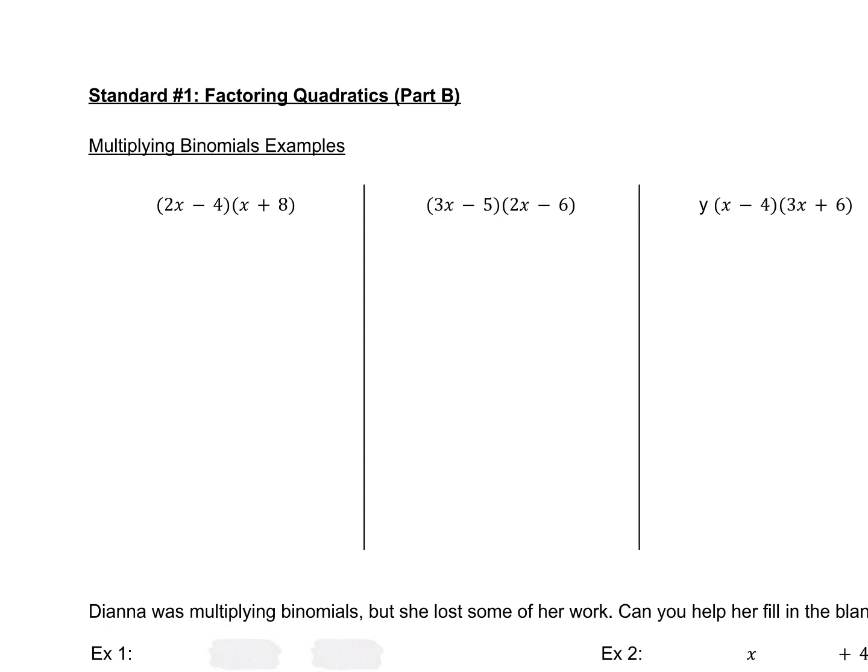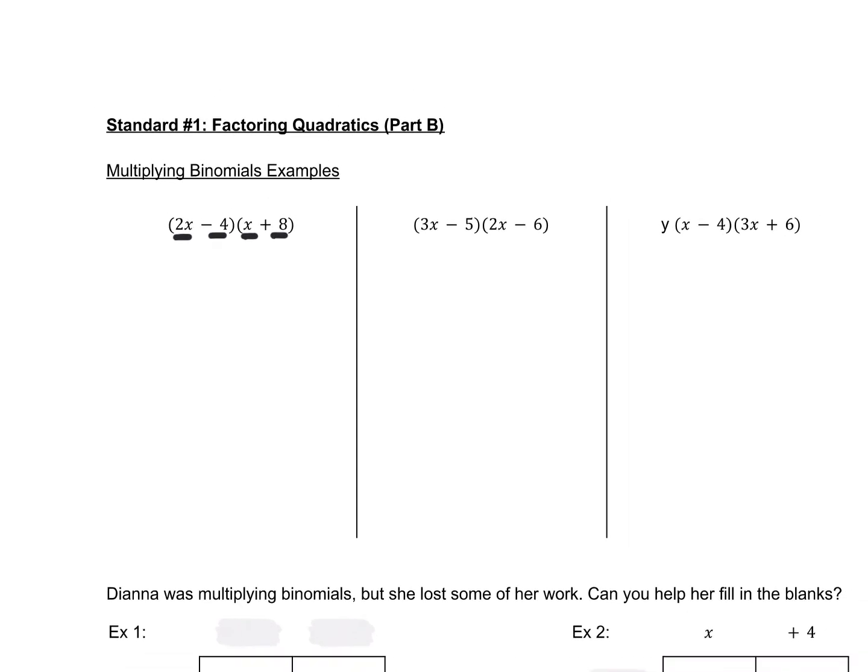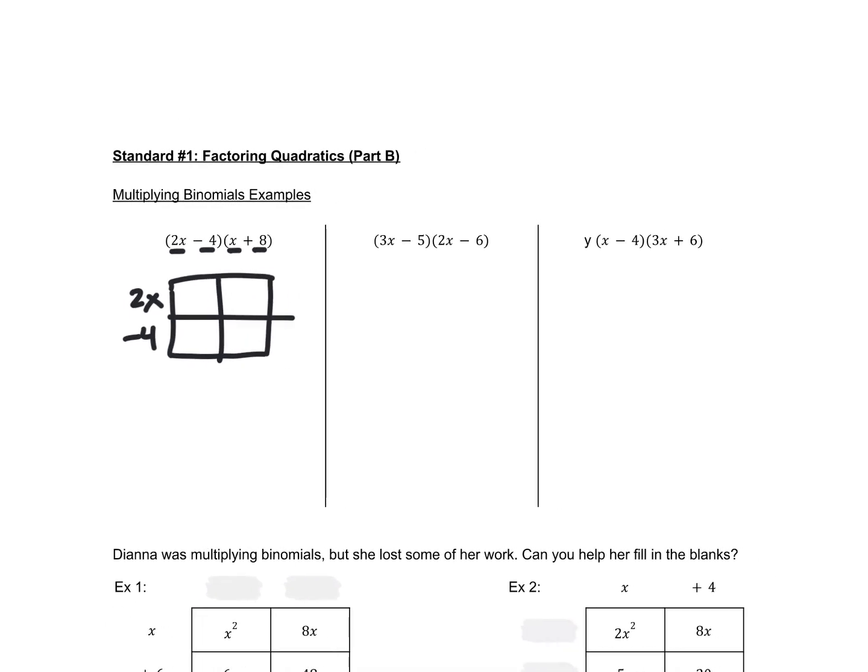So when I look at these expressions, I have 2 sets of parentheses. The first set has 2 terms. The second set has 2 terms. So what I'm going to do is set up a box, you might remember this, with 2 sets of parentheses. It actually doesn't matter if you put the first set along the left side or the right side, but I'm going to put 2x minus 4. And then along the top I'm going to put x and 8.